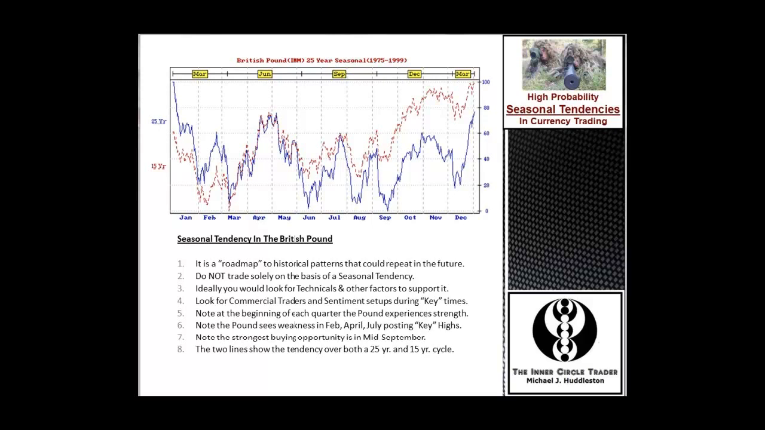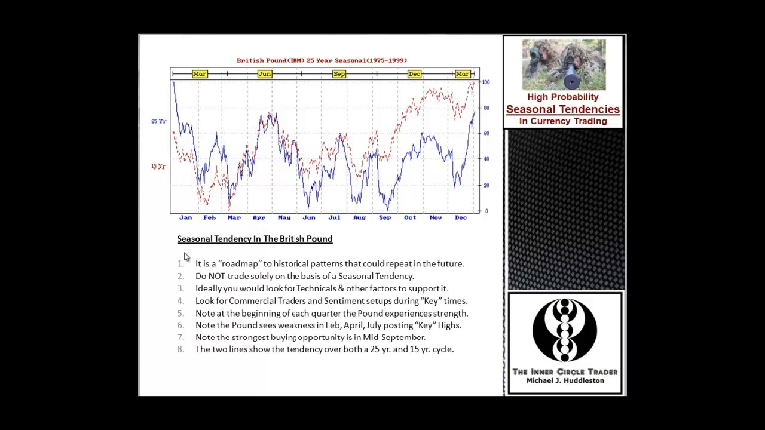Okay guys, we are looking at a very interesting tool. Basically, you're looking at a seasonal tendency of one of my favorite pairs to trade, which is the British Pound. And, well, not really the pair, we're looking at the futures contract seasonal tendency.